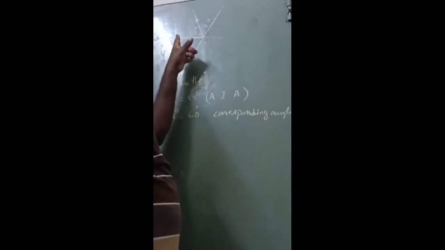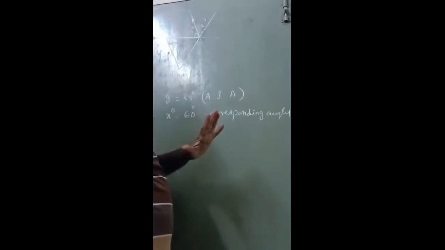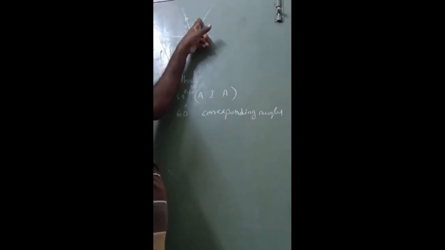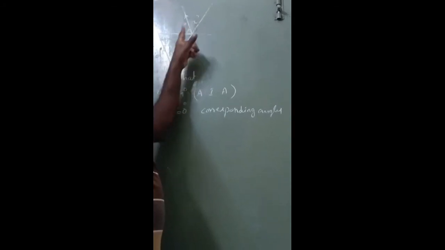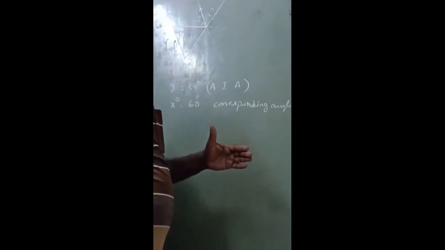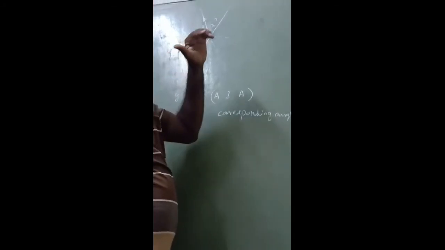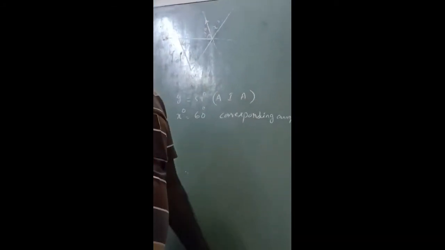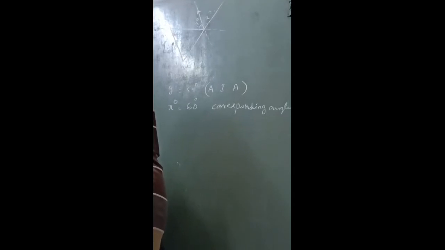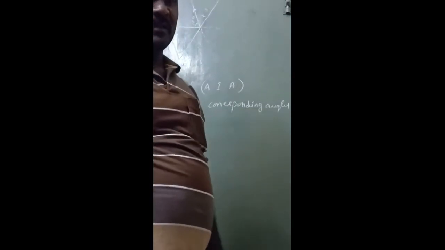Alternate interior angles are equal, y is equal to 59 degrees, and x is equal to 60. These two are both on the same side of the transversal, and one is interior, one is exterior. So these two are corresponding angles. Okay students? Now next problem.